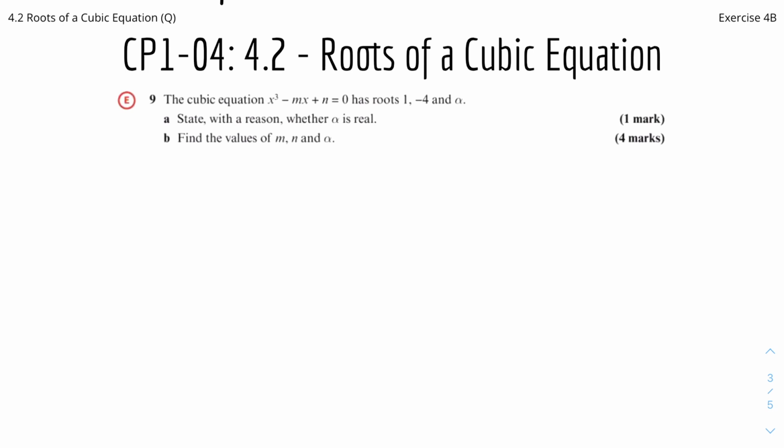And question 2, or the ninth question. The cubic equation x cubed minus mx plus n equals 0 has roots 1, minus 4, and alpha. State with a reason whether alpha is real or not. And we know that alpha must be real.